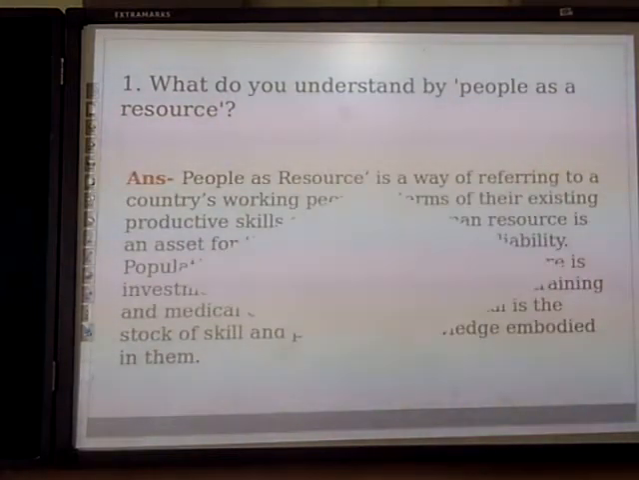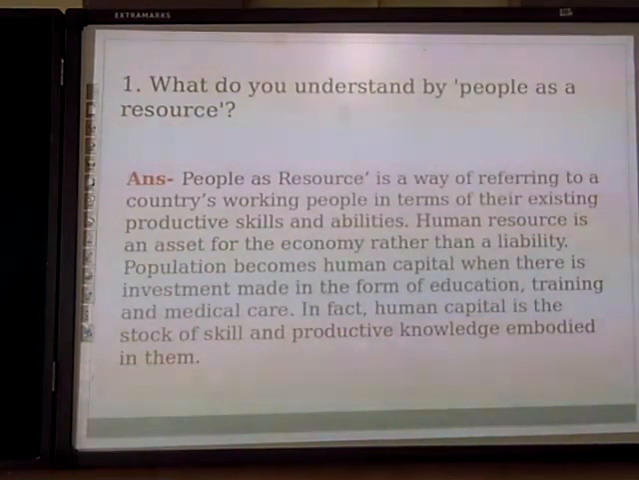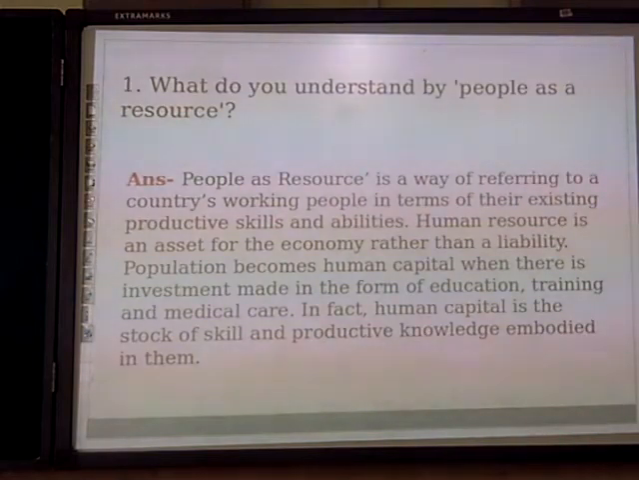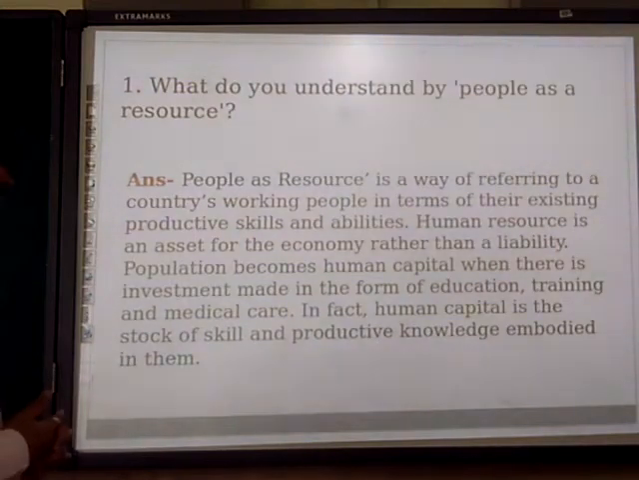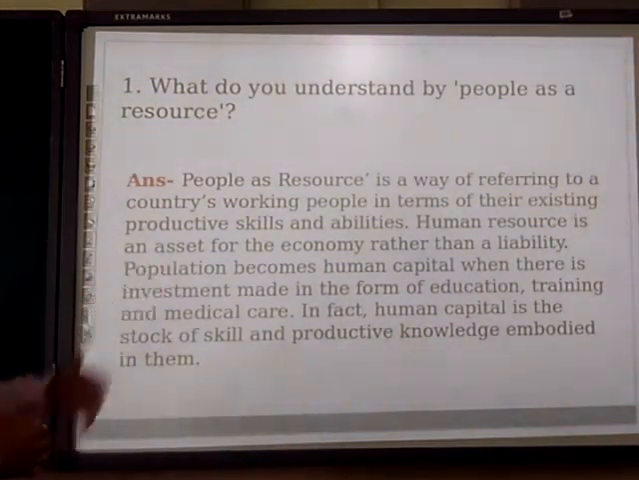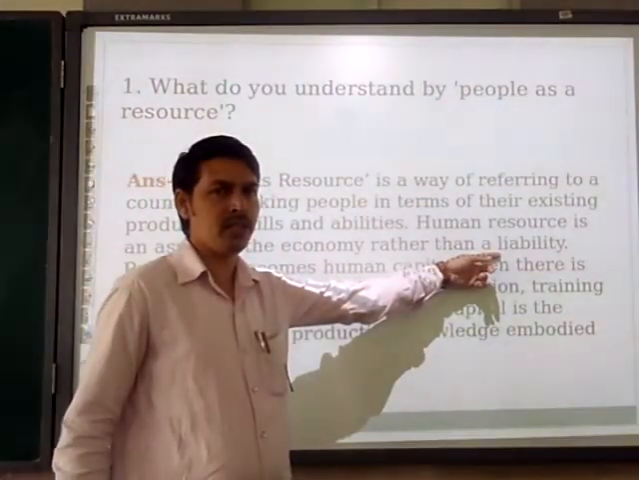So here is the answer. Please see the answer. People as a resource is a way of referring to a country's working people in terms of their existing productive skill and ability. Human resource is an asset for the economy rather than a liability. The word liability is very important here.